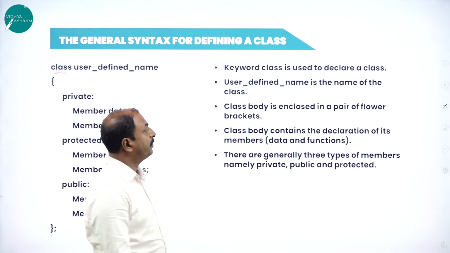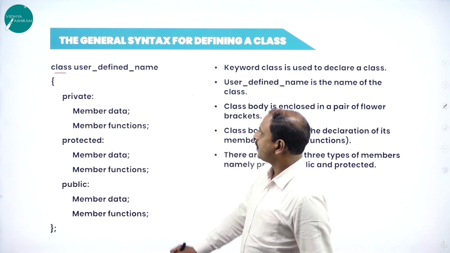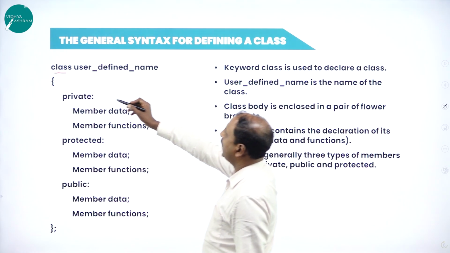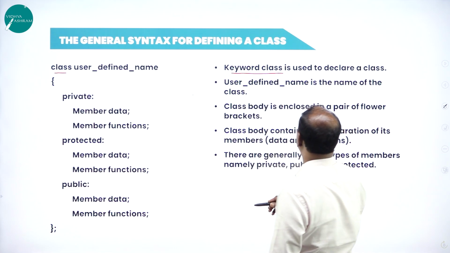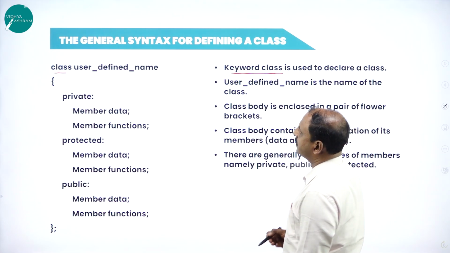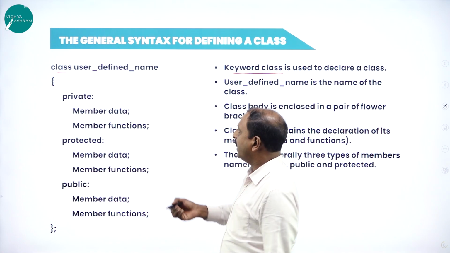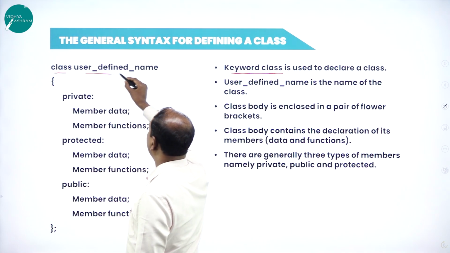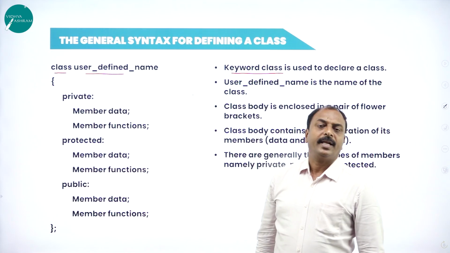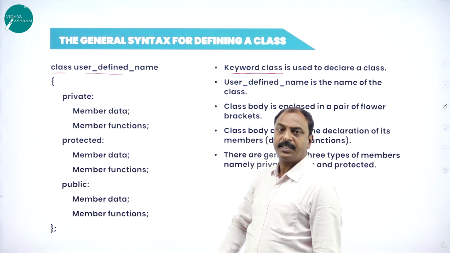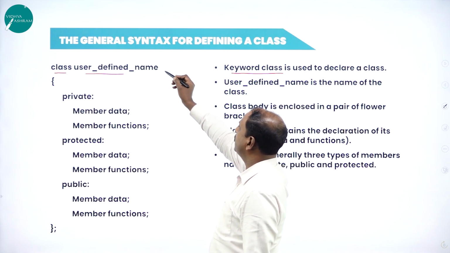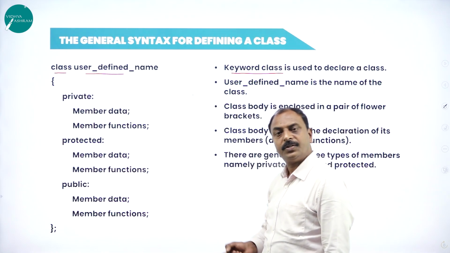So now let us see the meaning of all these things. Here, class is a reserved word. It is called a keyword or a reserved word to declare a class or to identify a class. And this is the user defined name, which is nothing but an identifier. So the user can write a name to identify a class in the program.